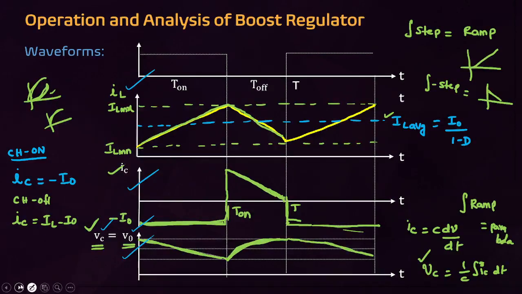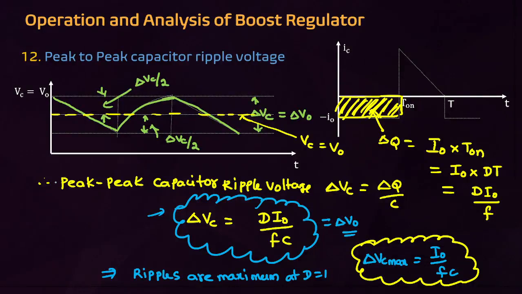Voltage across the capacitor is nothing but the load voltage. Then what is the peak to peak capacitor ripple voltage? This formula is important here. They don't ask for any waveforms. The peak to peak capacitor ripple voltage is equal to D I naught by F C.